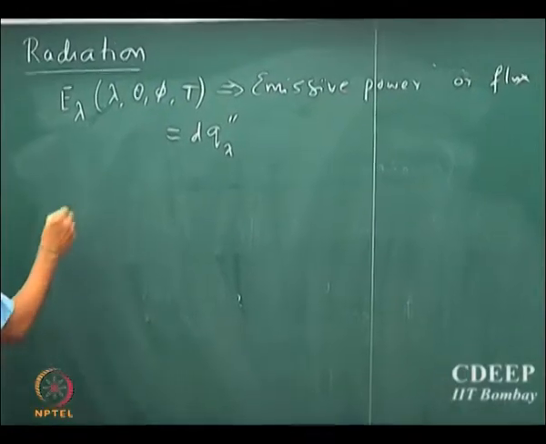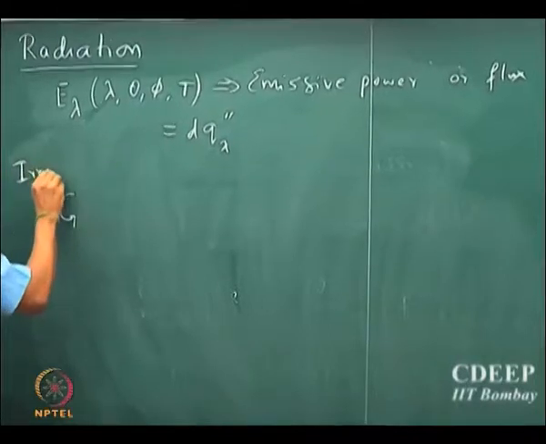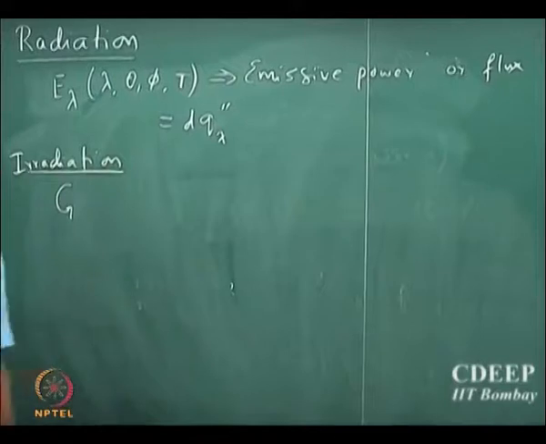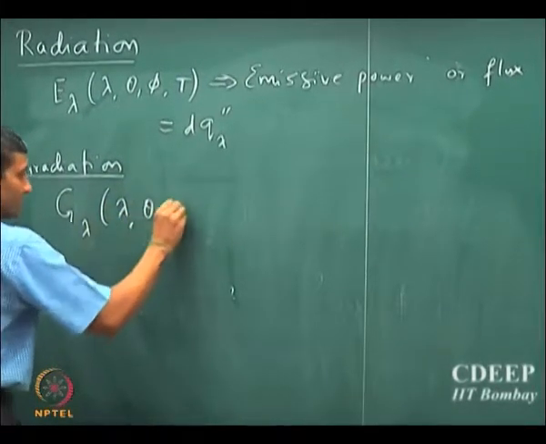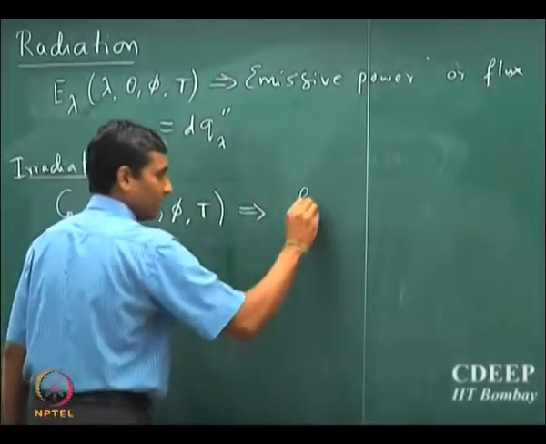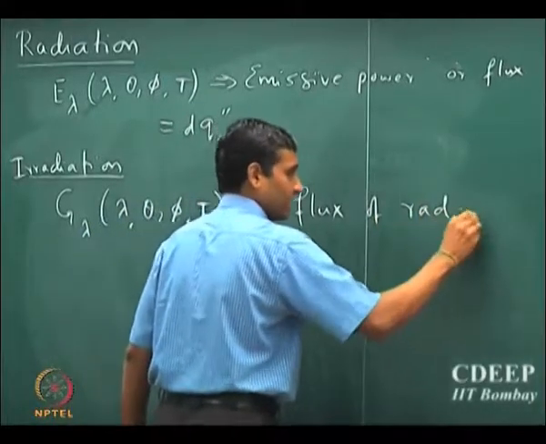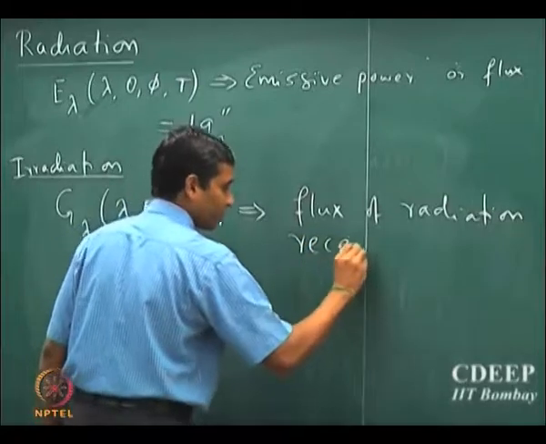Similarly, one could define irradiation, okay. I will explain in a minute what is irradiation. So, this is the flux of radiation received by a surface.